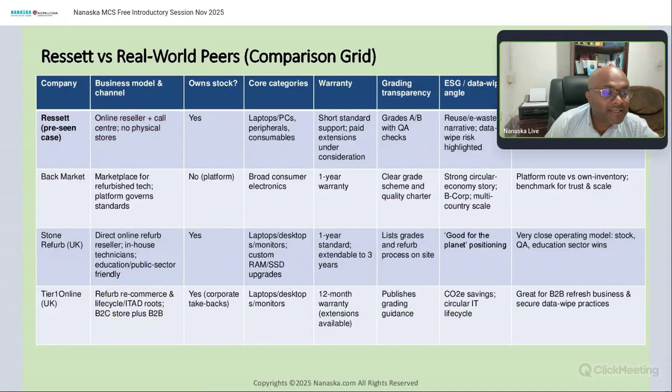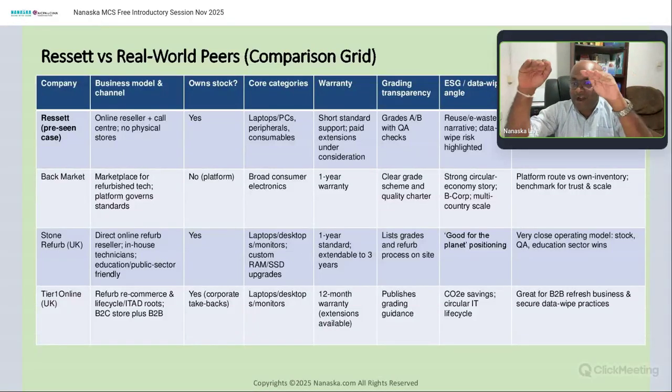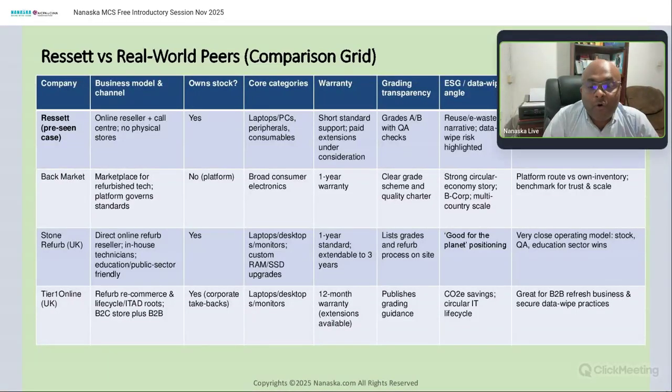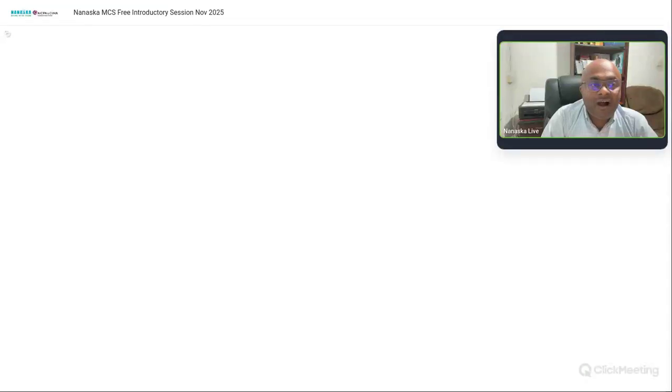Now you can see tier 1 online. Can you see tier 1 online as the last element? Even though they are tier 1, they are in the column. Can you see their name, tier 1 online UK, on the screen? You can say yes if you can see. No one is saying yes. Okay. So why don't we quickly go and see what kind of company this tier 1 is?